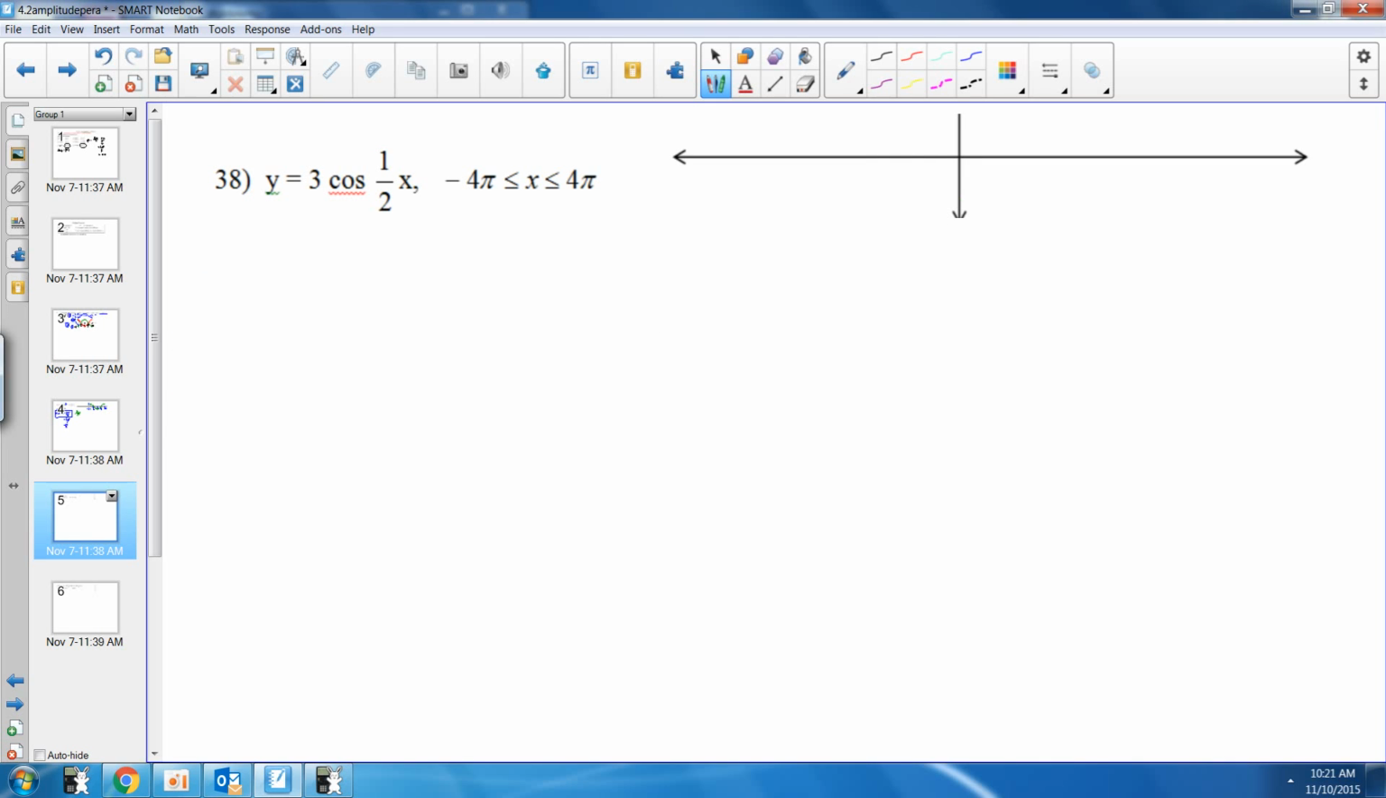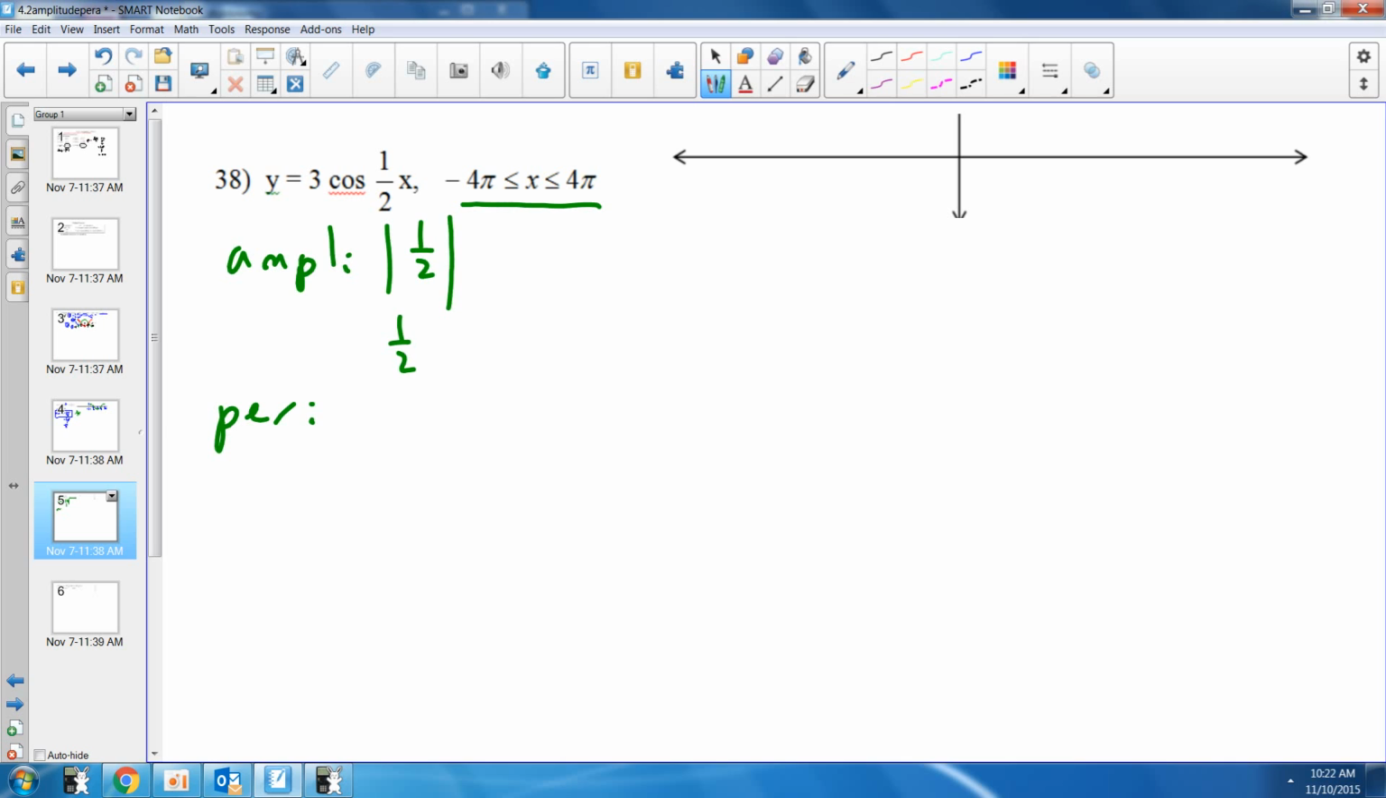Let's go to this one. Number 38. What we're going to do here is graph y equals 3 cosine 1/2 x. Notice it doesn't say one complete cycle. It says between certain points in the domain. So it's sprinkling a little bit more confusion into the problem. So let's go and get the data first. And the data is going to be, well, the amplitude. Amplitude is the absolute value of 1/2, which equals 1/2.